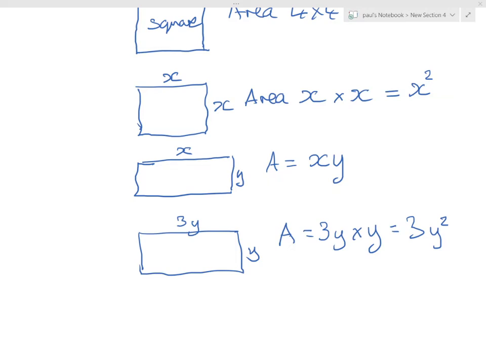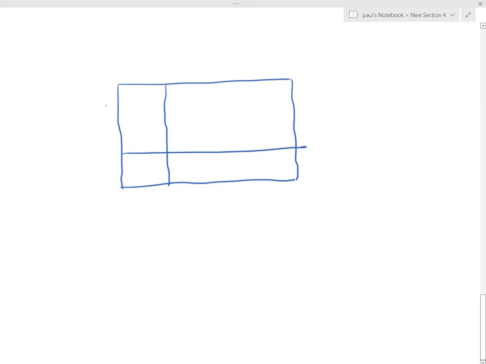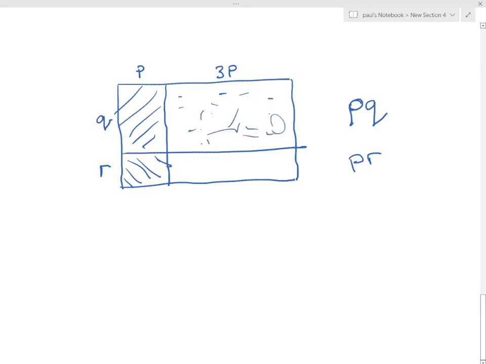Let's have a look and see what other examples I had. Okay, so then we split this up into this sort of thing, and we had P and 3P and Q and R. So the area of all these individual parts: this one is P times Q. This one here is P times R. This one is going to be 3P times Q. And this one is going to be 3P times R.